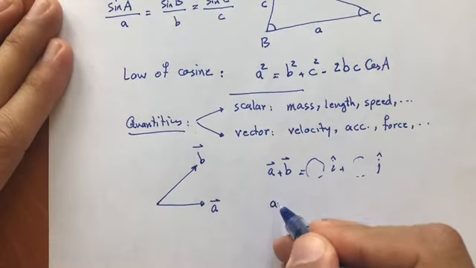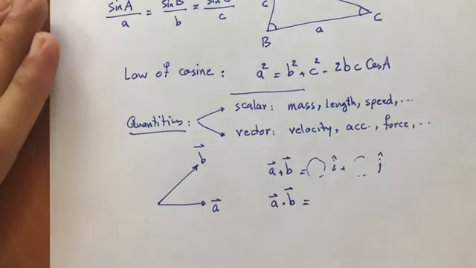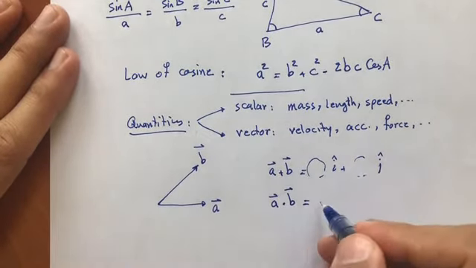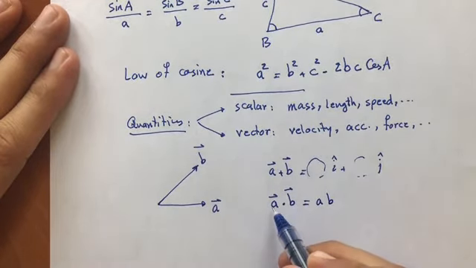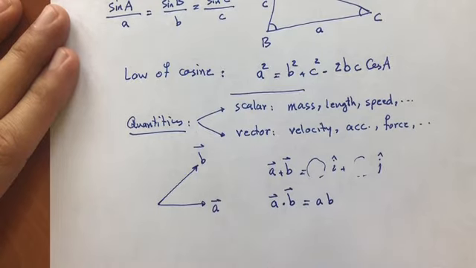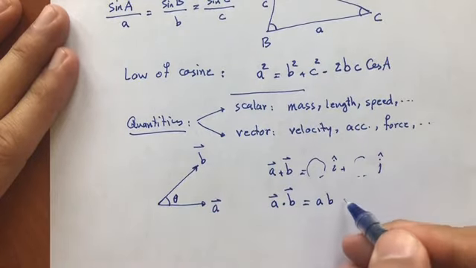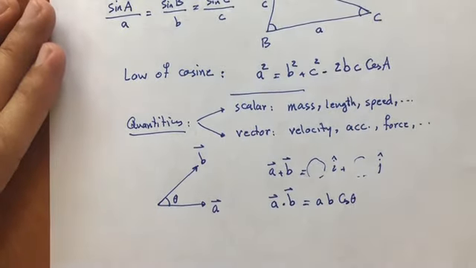And if you remember, we had the dot product as well. The dot product of the two vectors is going to be the magnitude of them, A times B. A means the magnitude of vector A, B means the magnitude of vector B. I don't have any vector sign for them. Times the cosine of the angle between them. So if the angle between them is theta, then I'm going to have cosine of theta here.